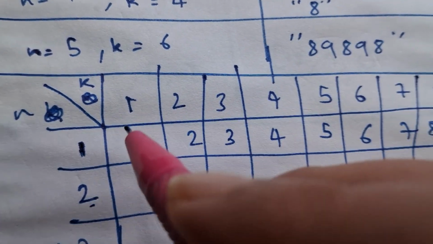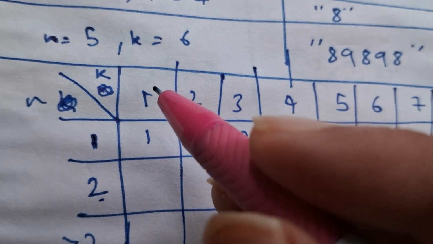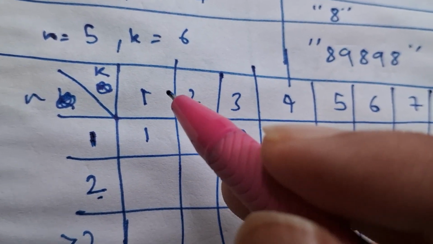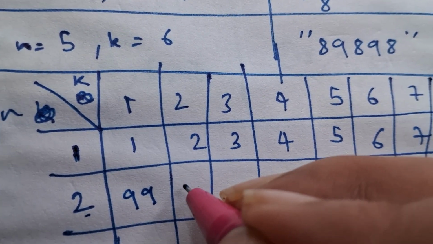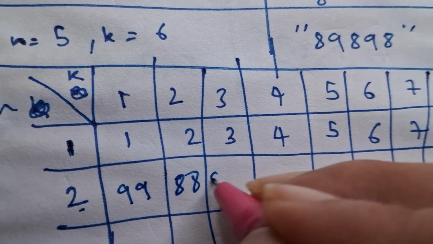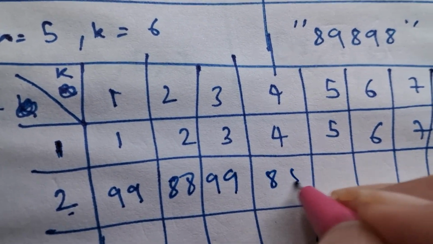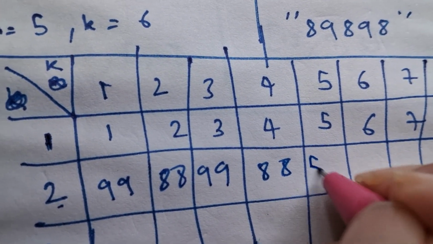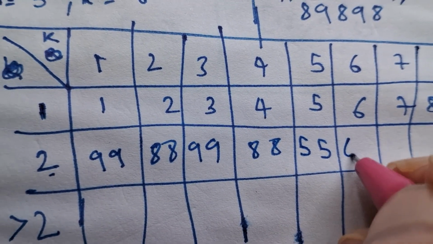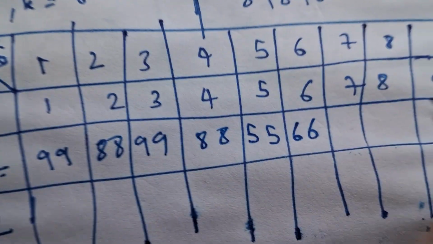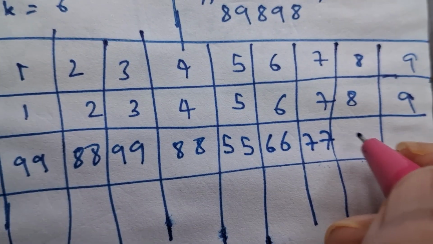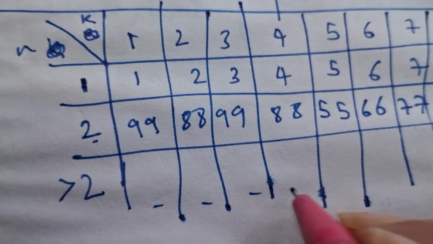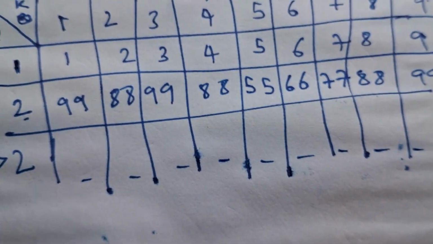For n equal to 2 also, for this 1 you can go with 99. For 2, you can go with 88. For 3, again 99. For 4, 88. For 5, 55. For 6, 66. For 7, 77. For 8, 88. For 9, 99. Right? Now these conditions are what mainly matter for us right now.